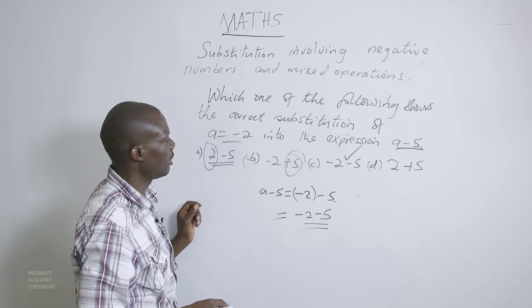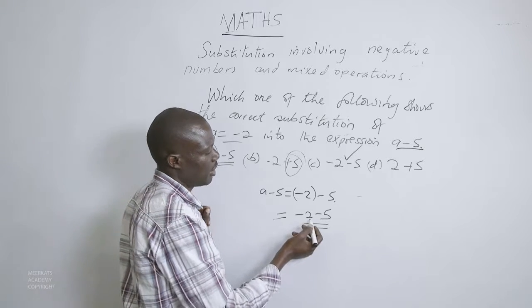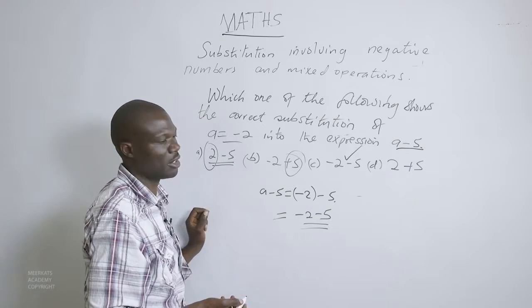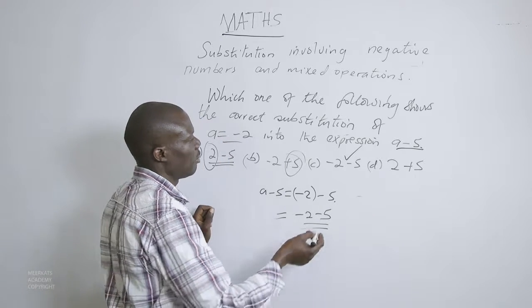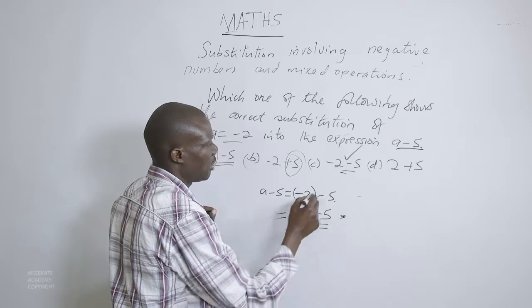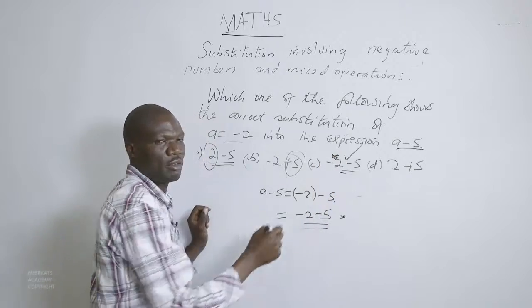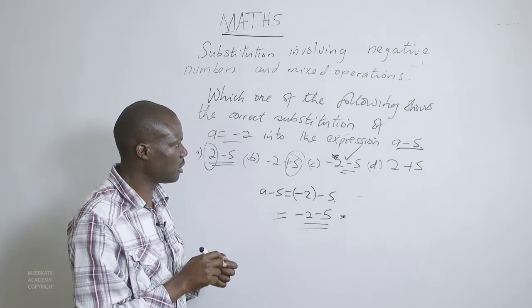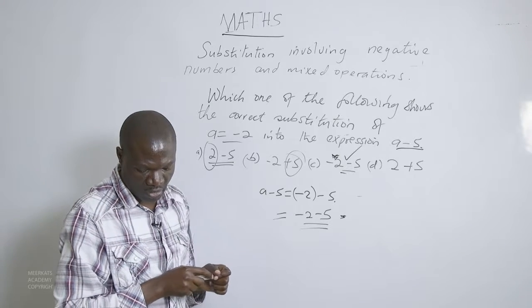Why is it not correct? It's because this is -2 minus 5, this is 2 plus 5, which is 7. So we have our answer as this is the one that will give us the correct simplification of the expression.